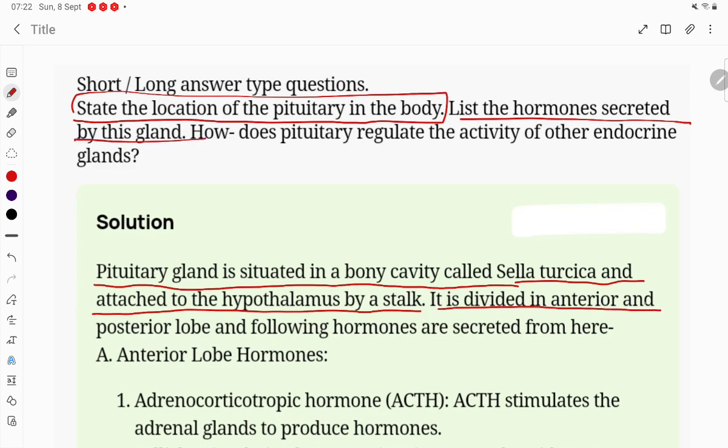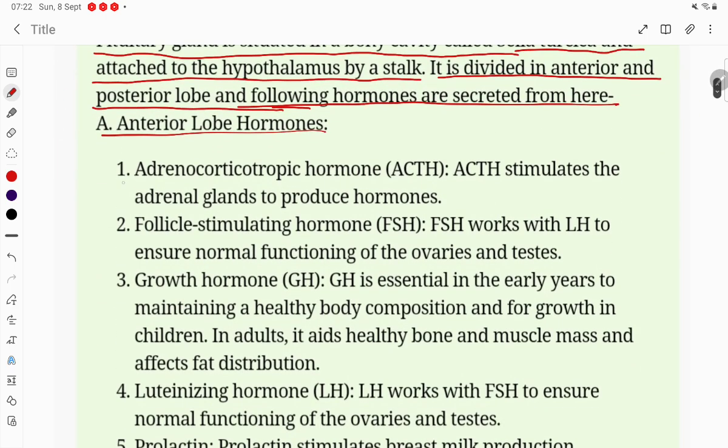It is divided into anterior and posterior lobes, and the following hormones are secreted from the anterior lobe. So the question is, list the hormones secreted by this gland. So what are the hormones, student?